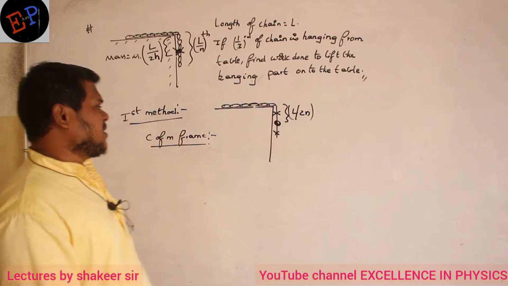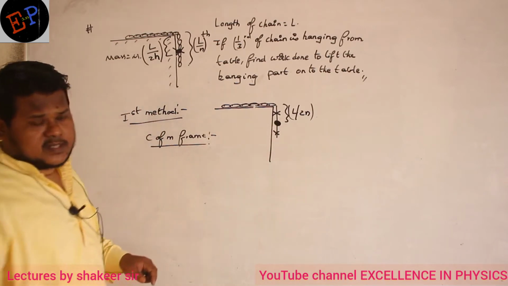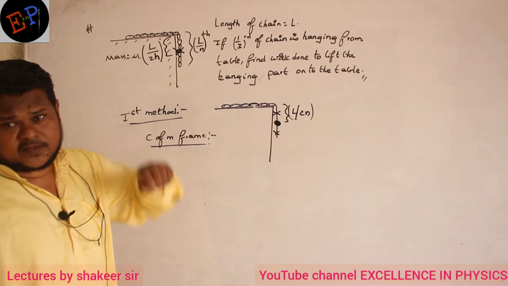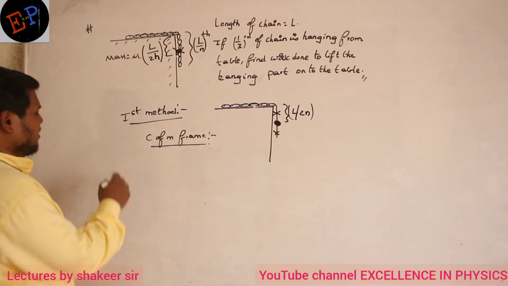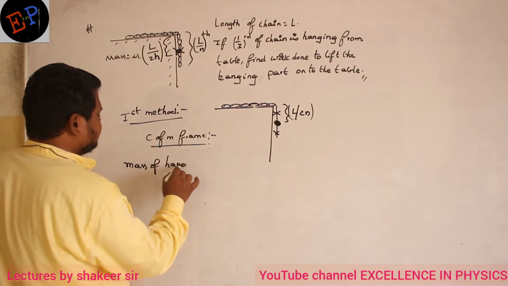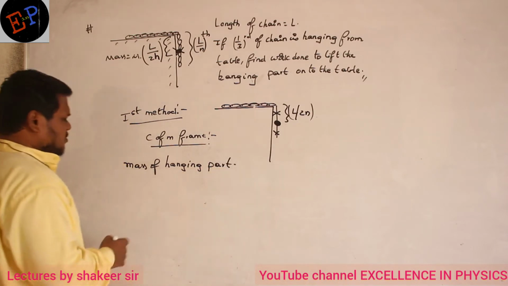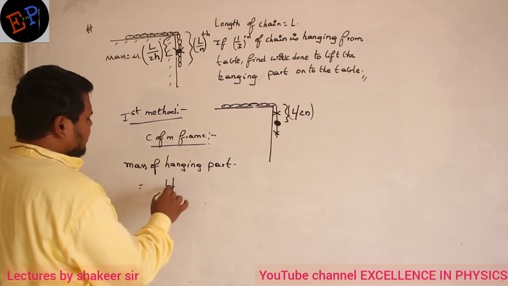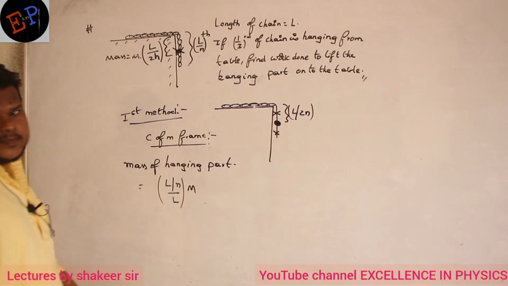Fine, ma? Okay. Now the question is, what is the mass of this center of mass? How much mass is present here? Can you see? Or what is the mass of the hanging part of the chain? How can I calculate? So mass of hanging part. How can I calculate, ma? So can I calculate it as L by N divided by L multiplied by total mass? I can use this relation.